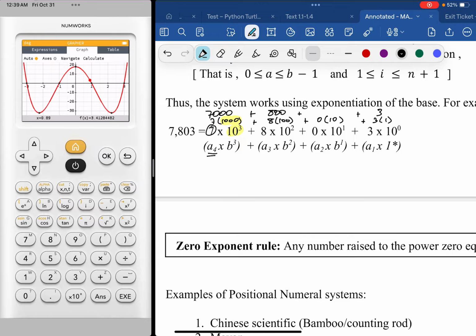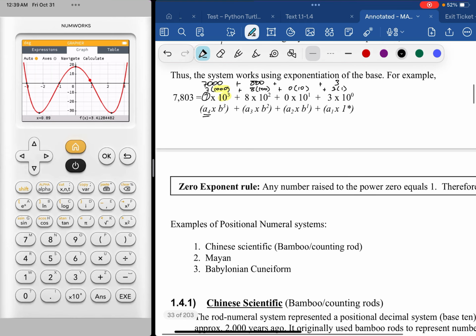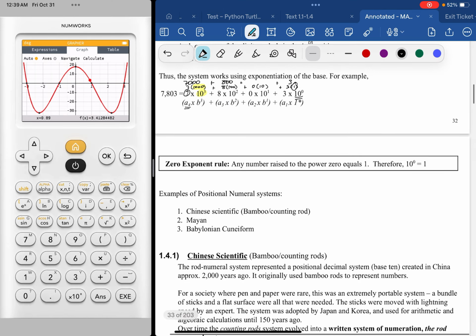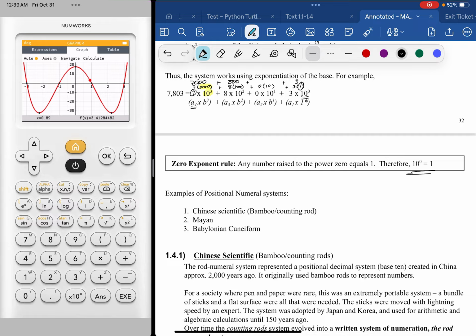If it were base 2, then that B value would be 2. And then we would work our way from left to right, and that would give us a reasonable way of expanding the numerical value. All right, the zero exponent rule. We've been working with this a little bit indirectly: any number raised to the power of 0 is equal to 1. That's why I was saying things like, for example, 1 is the same as saying 10 to the 0th power, which is stated right here.